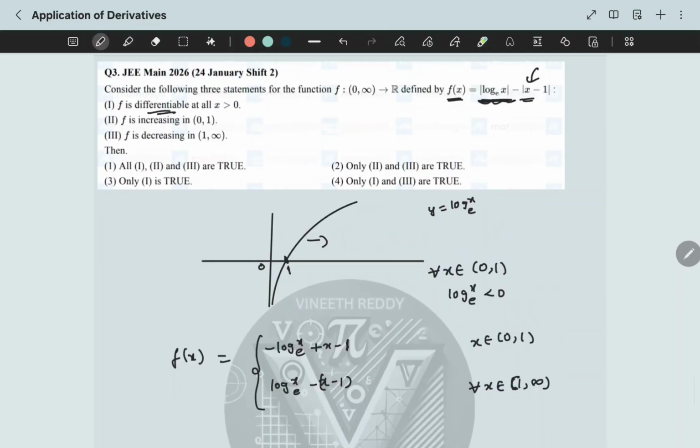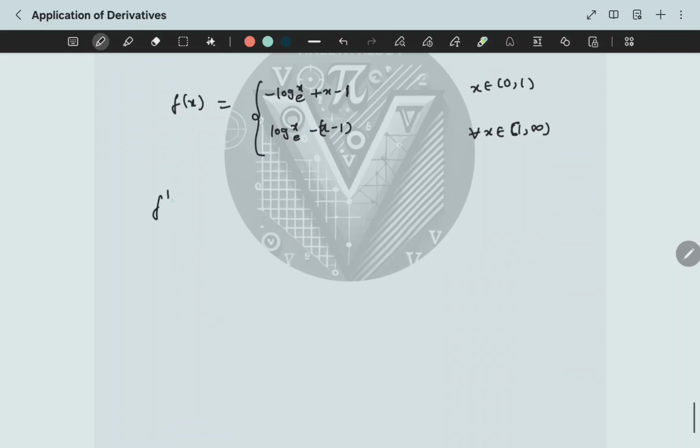Acha, f is differentiable at all x greater than 0, f is increasing, f is decreasing. For all these cases we have to differentiate. f dash of x will be, derivative of minus log x is minus 1 by x, derivative of plus x is plus 1, and here we can write this as 0 less than x less than 1. Now here we are writing 1 less than or equal to x less than infinity, right? Now here if I differentiate log x, we will write 1 by x, derivative of minus x is minus 1, derivative of plus 1 is plus 0.